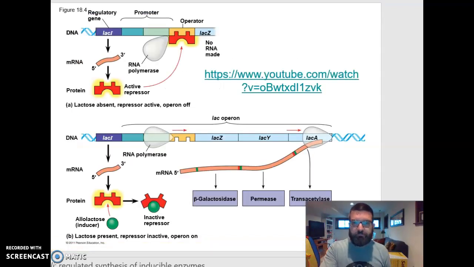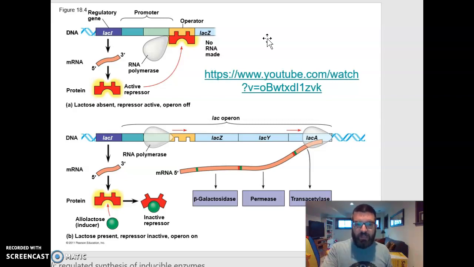So let's look at this. So here is our promoter and our operator, and then behind this would be your lac operon, right? You can see it right here. And I have several videos available for you to watch. Normally, you have an active repressor which binds to this operator and blocks RNA polymerase from binding to the DNA, and you will not make an mRNA transcript. The genes will not be expressed. They are turned off. That is your default setting.